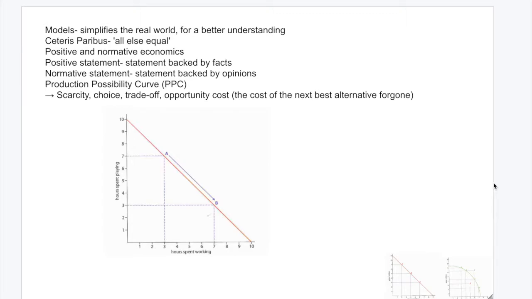This video might take long because there's a lot of information I'm trying to pack into one video. So I'll try to simplify the explanation as much as possible. And speaking of simplification, actually, we're going to talk about models. Models are such an important idea in IB economics because they simplify the real world for a better understanding of a specific concept that we're trying to understand.